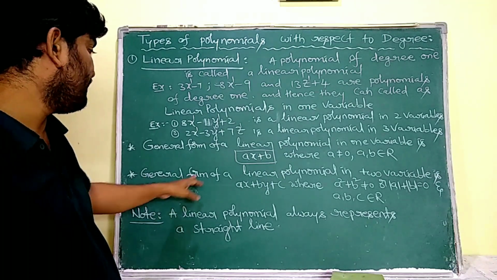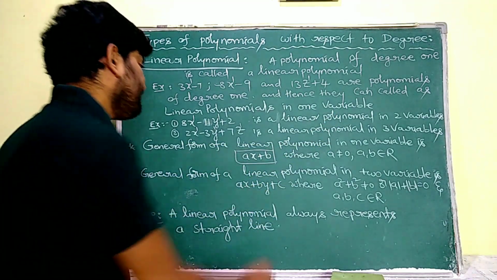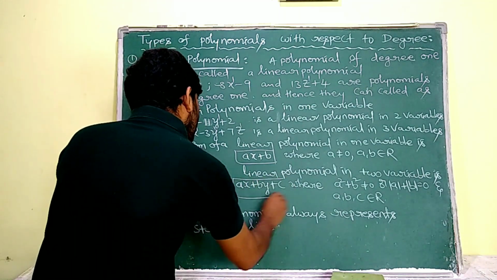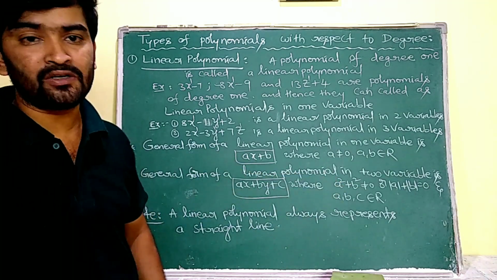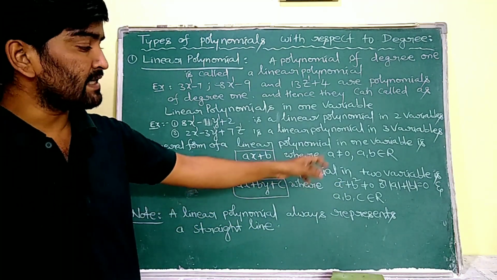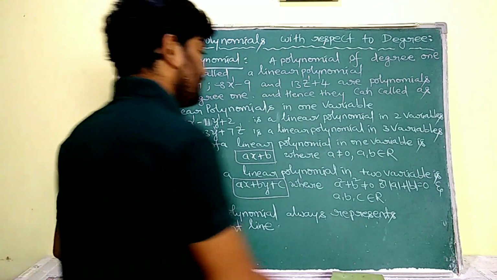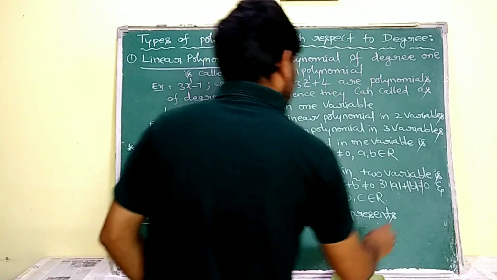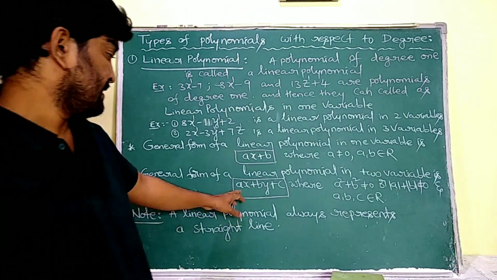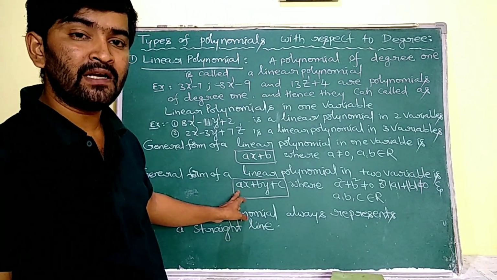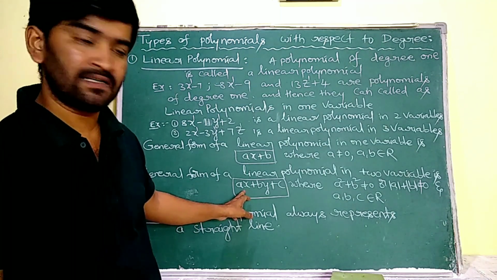The general form of a linear polynomial in two variables is ax plus by plus c. Here we have to remember the conditions. That is a square plus b square not equal to 0, which is the same as modulus of a plus modulus of b not equal to 0. Why are these two the same condition? Because to become a linear polynomial I must have at least a variable with its degree 1.